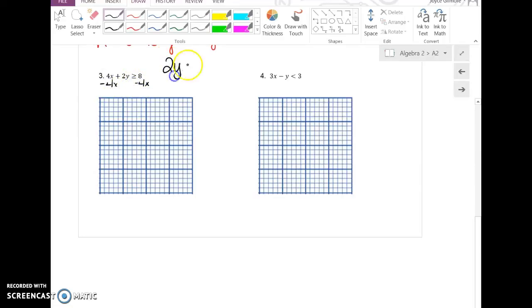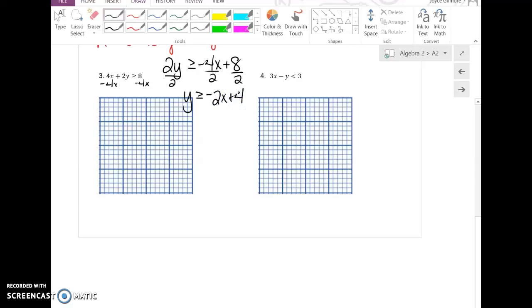So 2y is greater than or equal to negative 4x plus 8. What would we do next? Divide by 2. So y is greater than or equal to negative 2x plus 4.